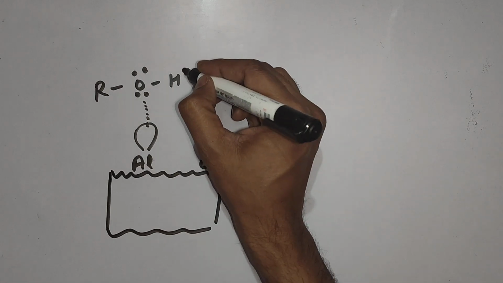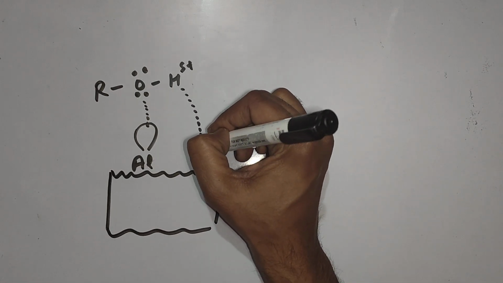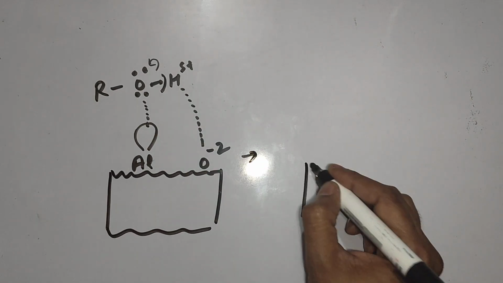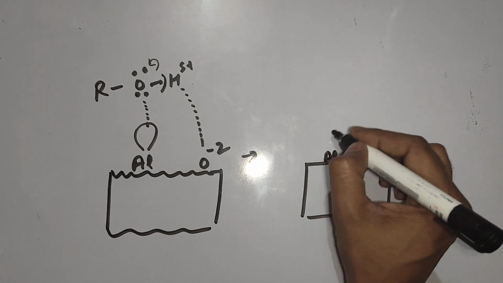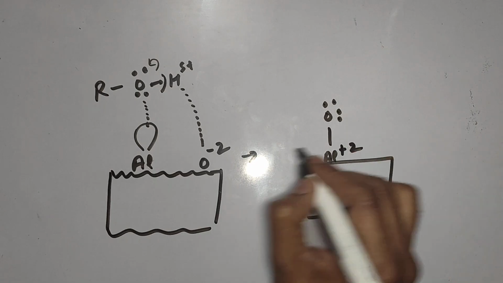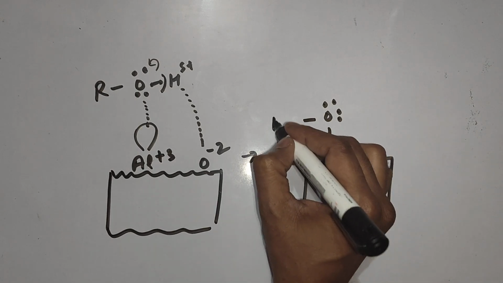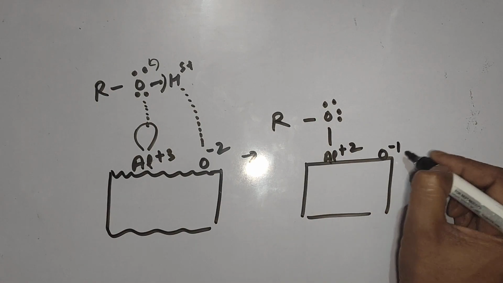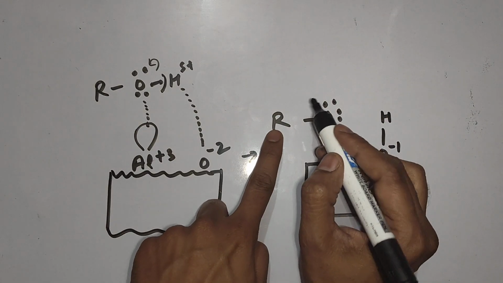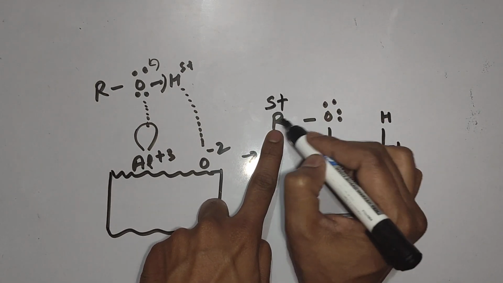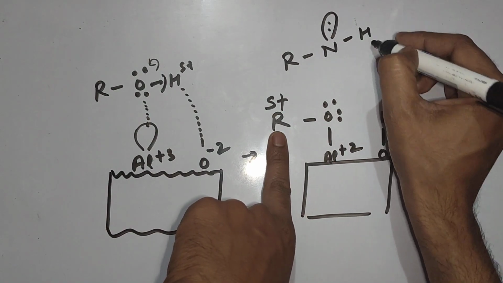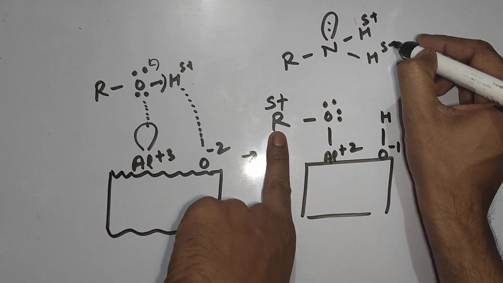Same O-2 will make a bond with H positive. Between oxygen and hydrogen, the bond will break, and between oxygen and aluminium, a bond will generate. Aluminium charge will decrease from +3 to +2, R as it is. O charge will be -1, and H will generate. Now here R will be partially positive. Now this will be attacked by the 1 degree amine. These are H positive, these are H positive.